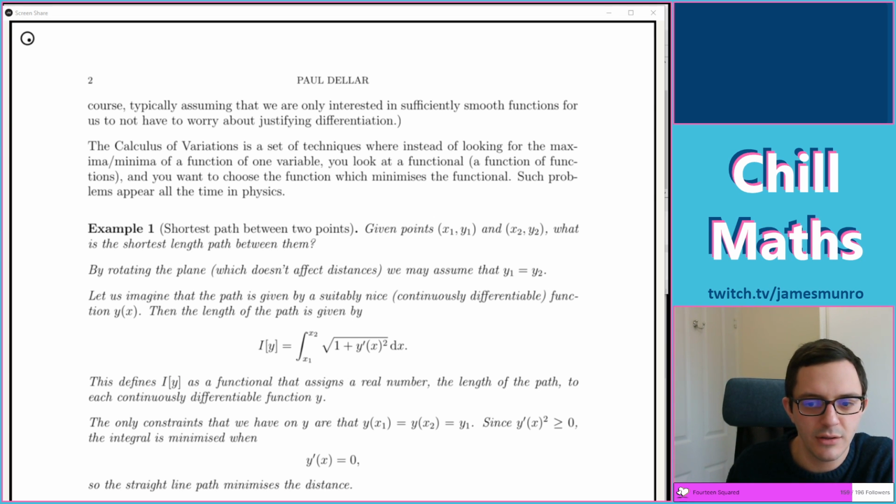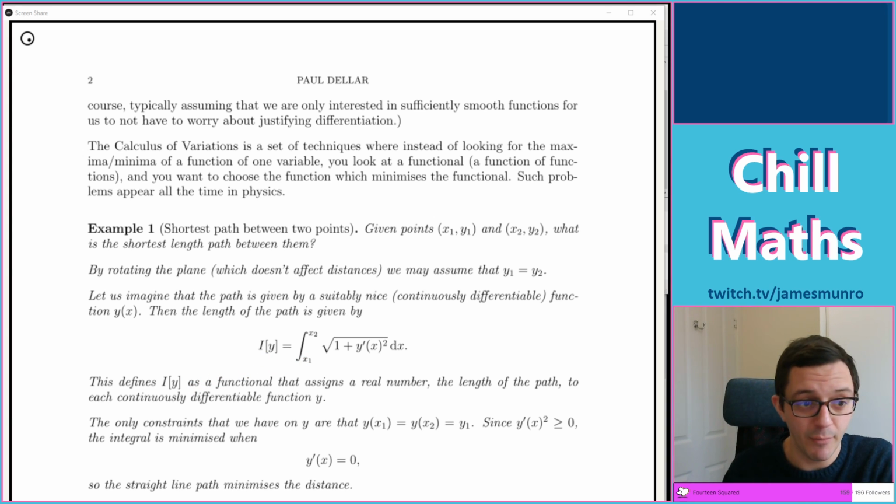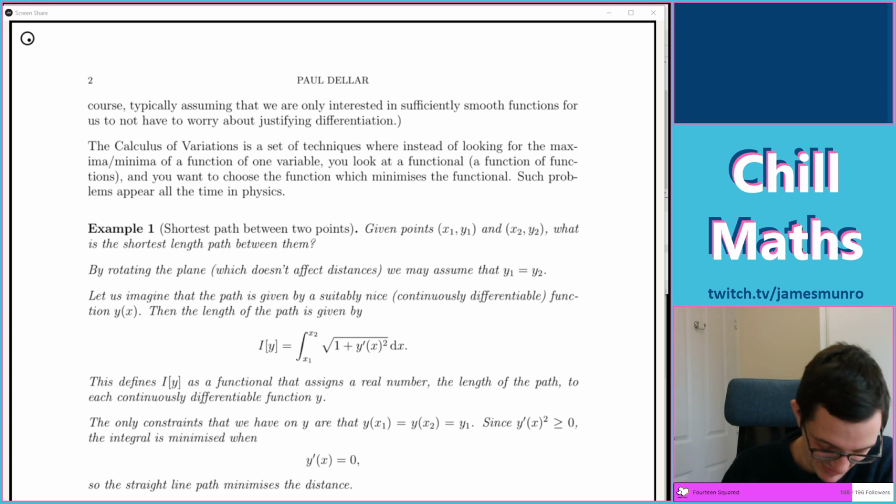Shortest path. The length of the path is given by this. And here's our first example of I of y. This reminds me that the course uses square brackets, because it's a functional that assigns a real number to each function y. I should maybe try to use square brackets for consistency. Maybe my warm-up problem should use square brackets. I'm not sure it matters that much, but I'm not really one for details of the notation.